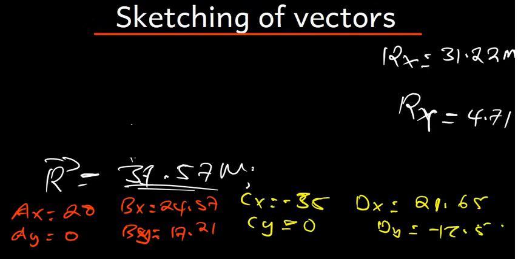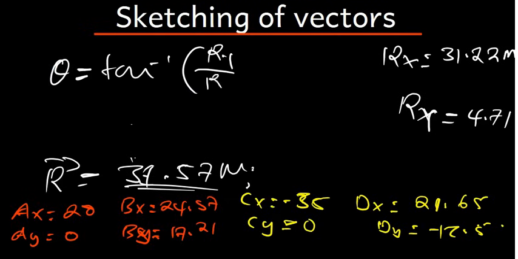So it's going to be theta. It's going to be equal to tan inverse RY over RX. So you plug in the values and find the value of theta. Okay, so that is it for sketching. I hope you have enjoyed.